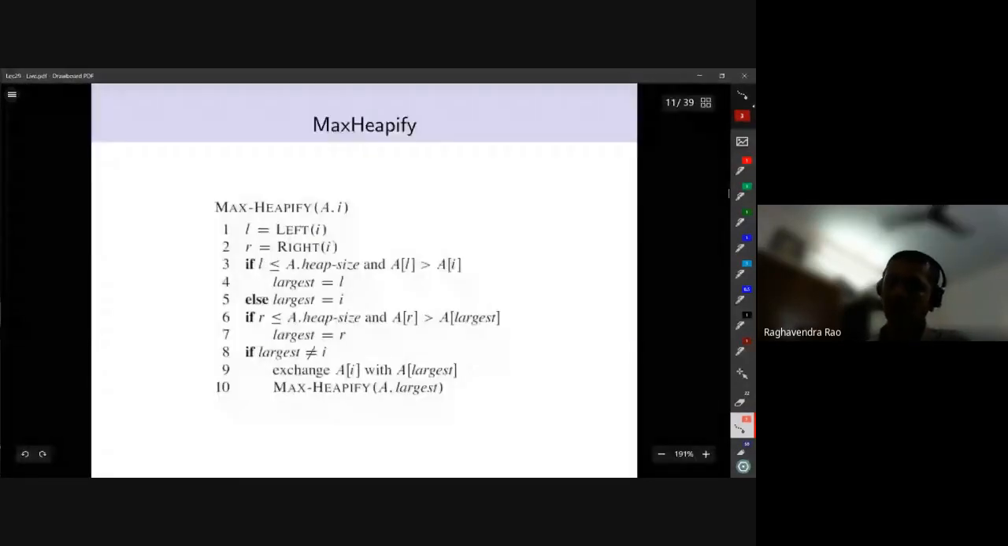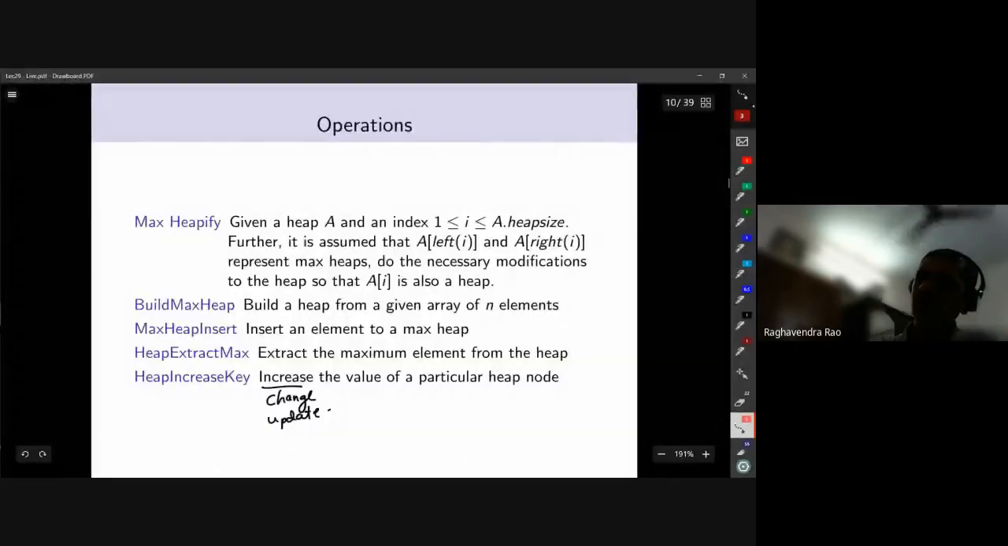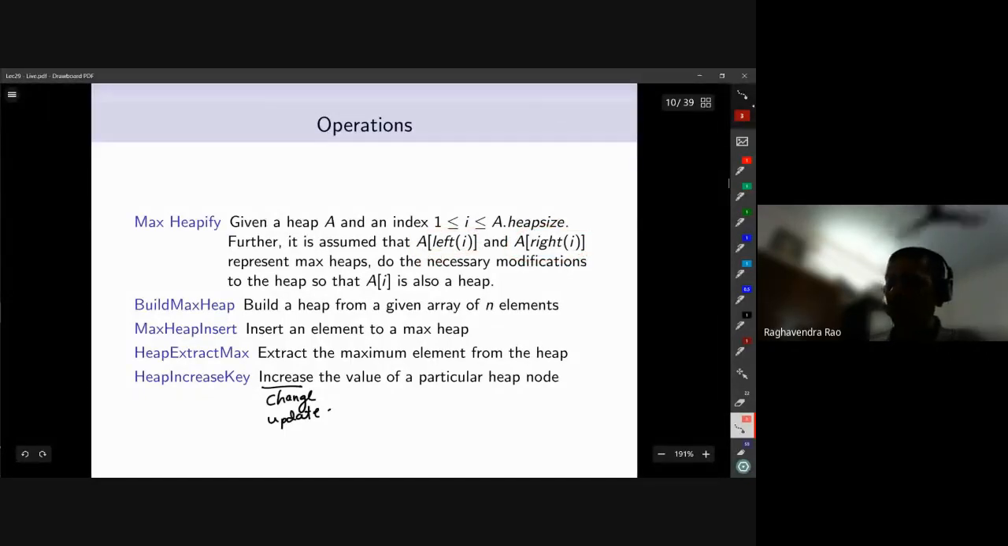This procedure is copied as it is from CLRS. Max heapify is a procedure which takes an array and an index. What you can assume is, if you take left of i and right of i, the corresponding trees satisfy the max heap property. But there could be a violation at the top, that is A[i], A[left i], A[right i] may not satisfy the max heap property. We need to do the necessary modifications to the heap so that A[i] is also a heap.